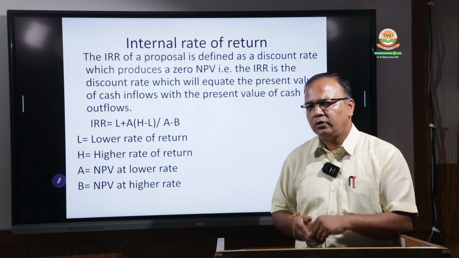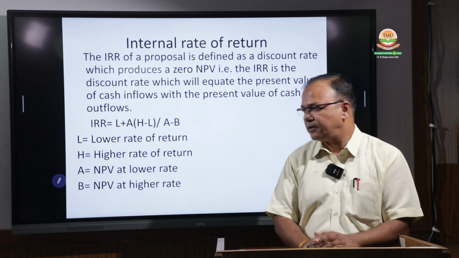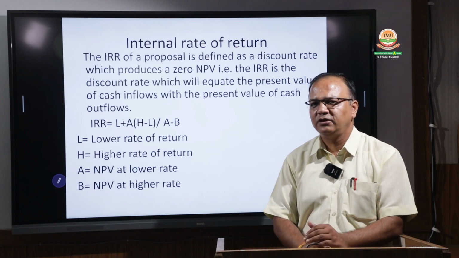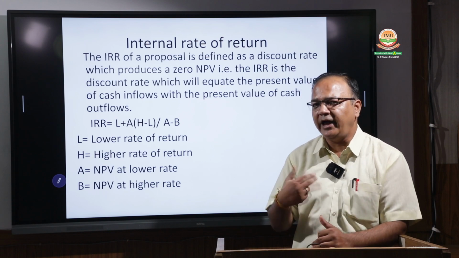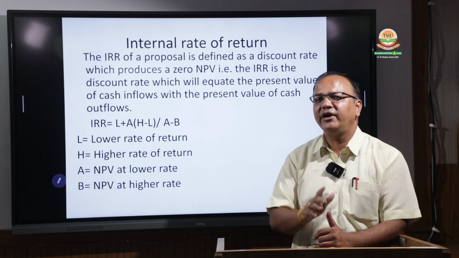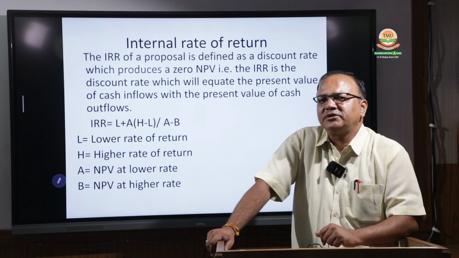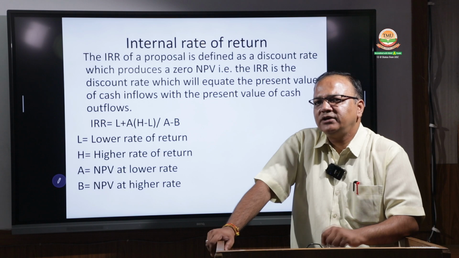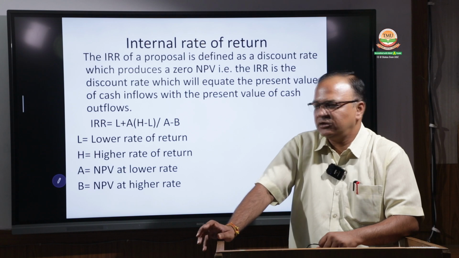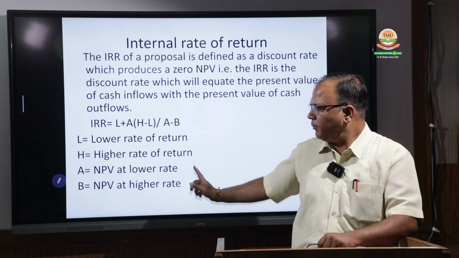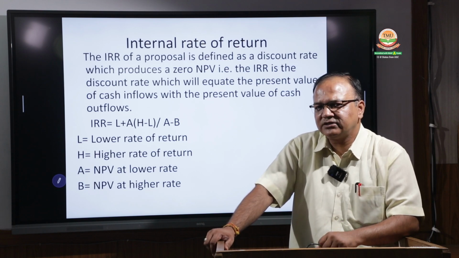So L is equal to the lower rate of return, it means 10%. H is equal to the higher rate of return, it means 20%, for this particular illustration about which I am talking. Next, A is equal to NPV at the lower rate, B is equal to NPV at the higher rate. So let's say NPV at 10% is 5,000 and NPV at 20% is minus 3,000. So A is equal to 5,000, B is equal to minus 3,000. Now you have all four figures.